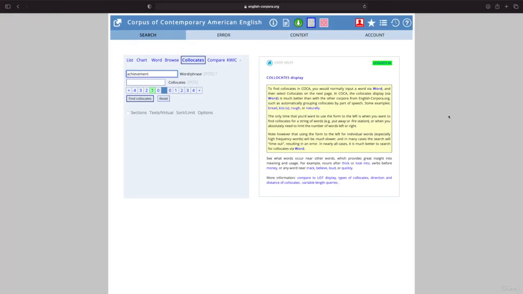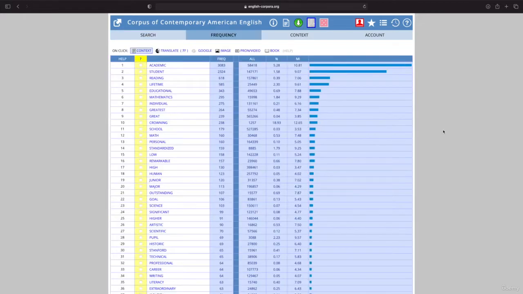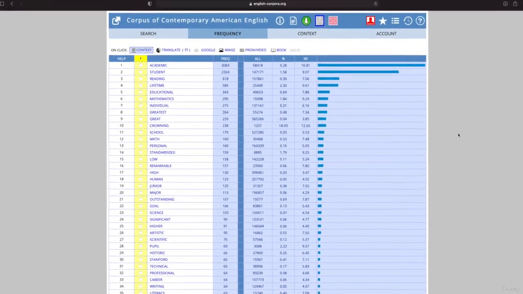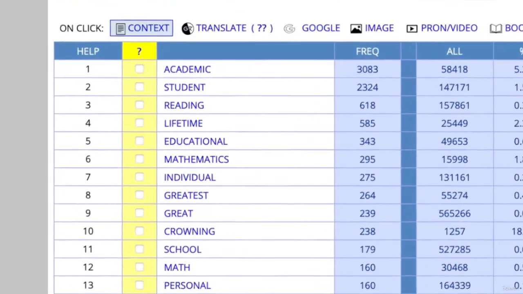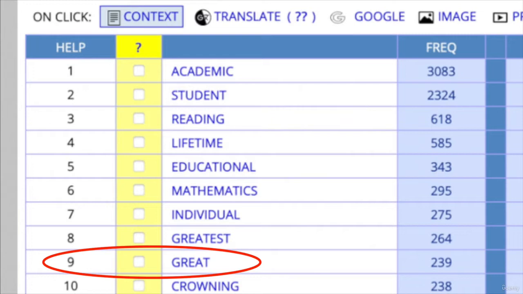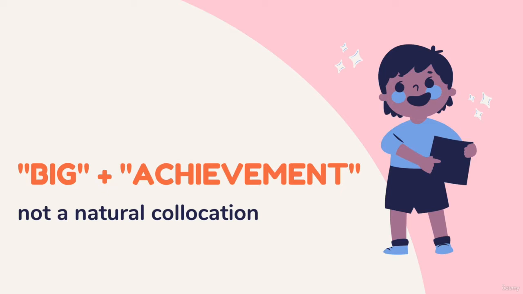According to COCA, great achievement is indeed more frequent than big achievement. According to this search, big achievement does not even make it into the top 100 collocates. Interestingly, biggest achievement comes in at number 39, and great achievement comes in at number 9. This proves that my feeling was correct. Big and achievement do not usually go together, but great and achievement do.